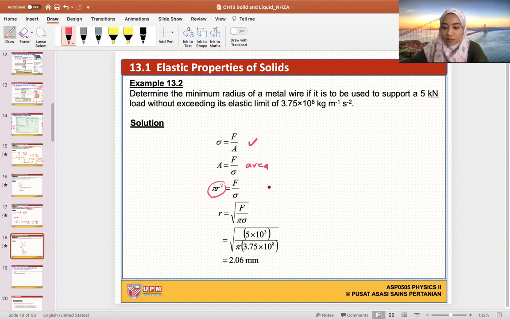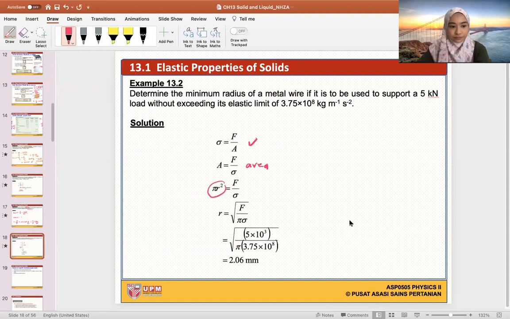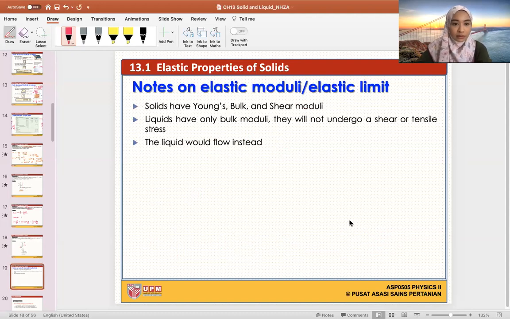Which I find confusing, sebenarnya. But kita kat sini kita letak Y equals to stress over strain. Since strain is not given, kita abaikan terus, pakai F over A. So that's how I approach the problem. Okay. Yeah, the clue here is to look at the units, sebenarnya. Okay, I hope that's clear for everyone.